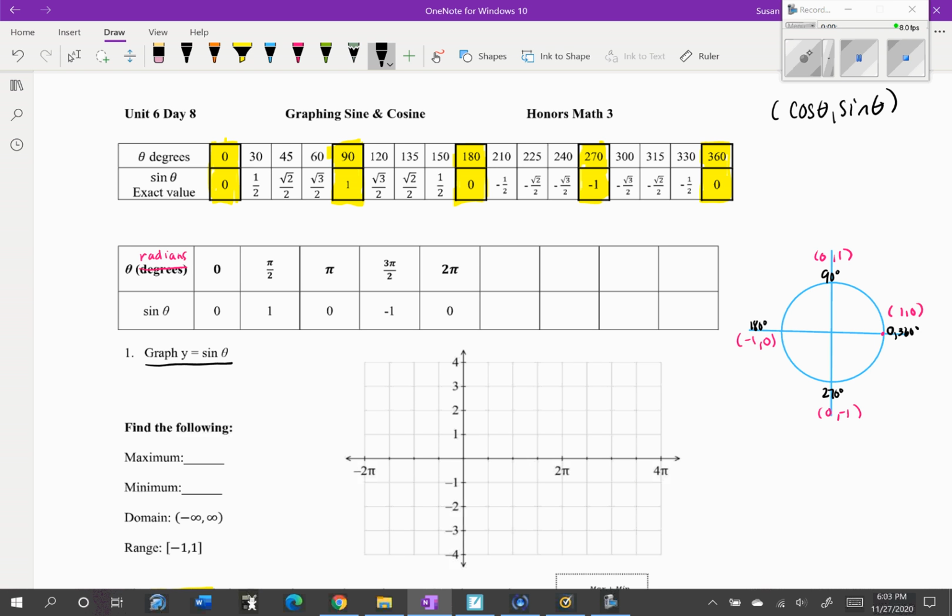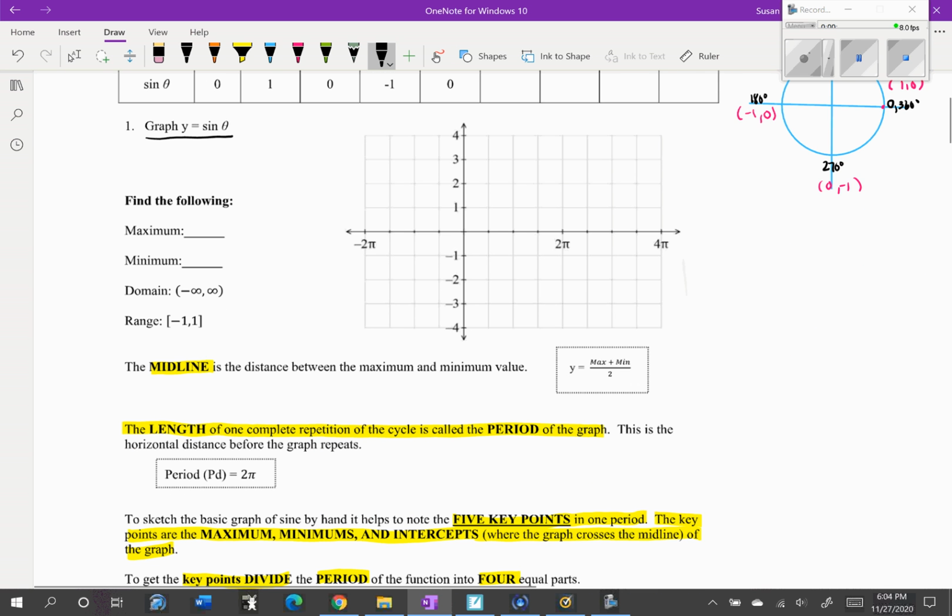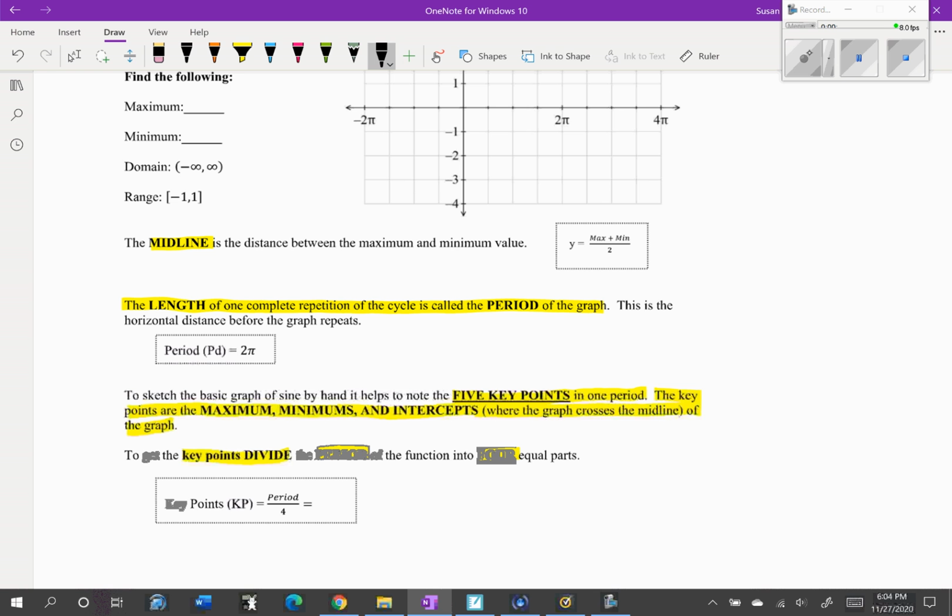We don't always want to graph every single point from our unit circle, so that helps to denote what the key points are for a graph. So let's go ahead and take a look at that first. Before we get there, we want to talk about the period of the graph. The length of one complete repetition of the cycle is called the period of the graph. This is the horizontal distance before the graph repeats.